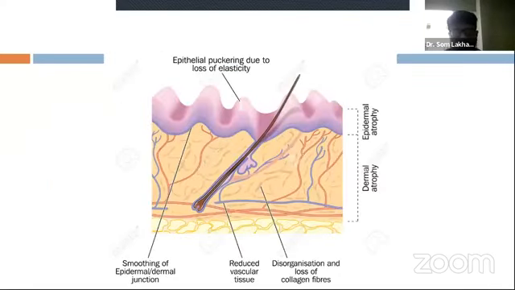This photograph demonstrates the schematic representation of the various changes that occur in the skin. So starting from the epidermis, there is epidermal atrophy, dermal atrophy, smoothing of the dermoepidermal junction, reduced vascular tissue, and disorganization and loss of collagen fibers. So this in short is the crux of the talk today. These are the important changes that occur in the skin of the elderly.